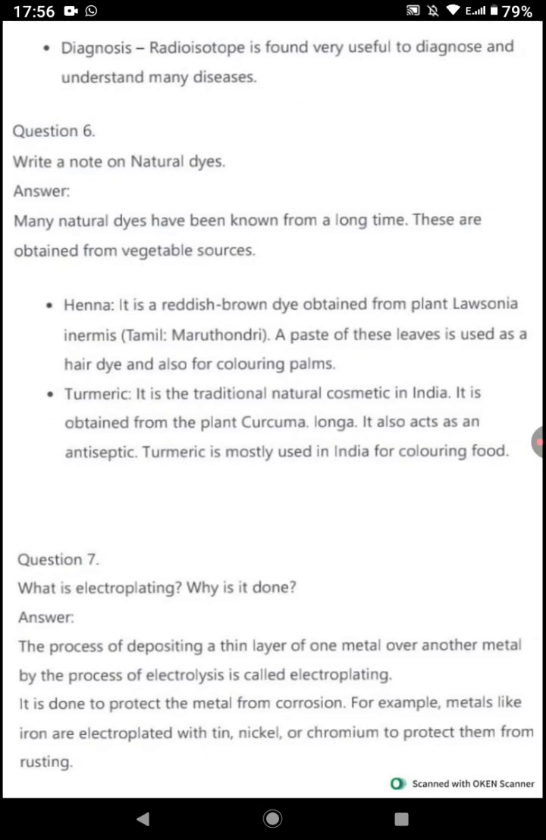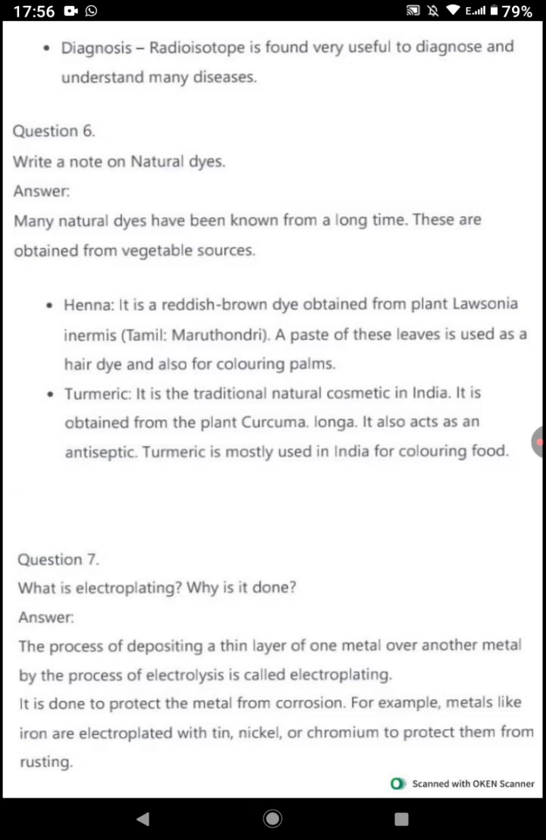What are the applications of radiochemistry? Answer. Question 5. Important applications of radioisotopes are as under: radiocarbon dating. It is a method by which the age of fossil wood or animal is determined using the C-14 isotope. Study of chemical reactions. The nature of some chemical reactions can be studied by mixing a radioisotope with a non-radioisotope of the reactants. The radioisotope used for this is radioactive. Diagnosis. Radioisotope is found very useful to diagnose and understand many diseases.